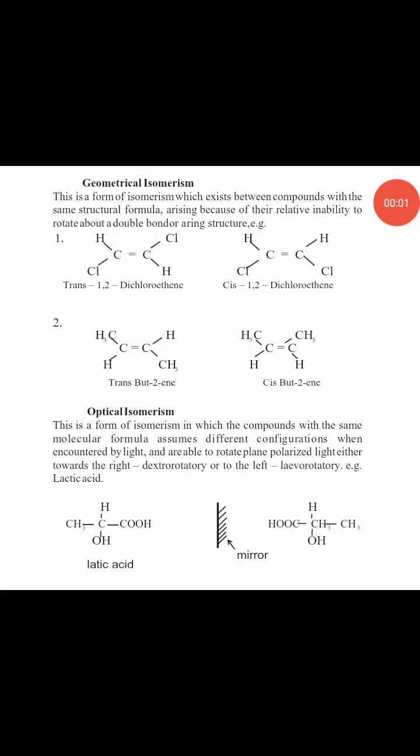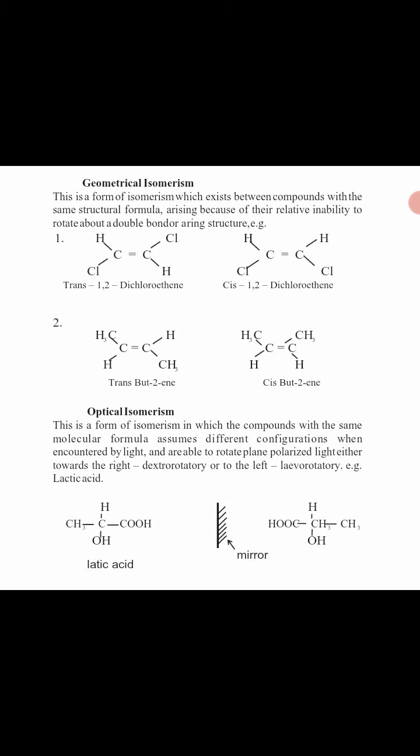All right. The second type of isomerism we have is geometric isomerism. It's a form of isomerism which exists between compounds with the same structural formula, arising because of their relative inability to rotate about a double bond or a ring structure.